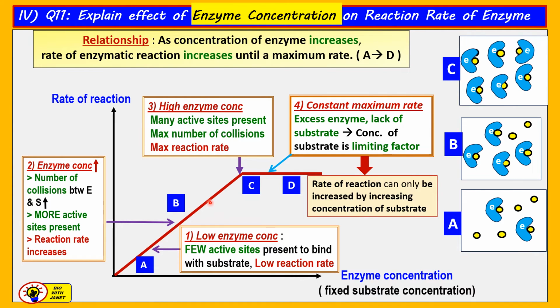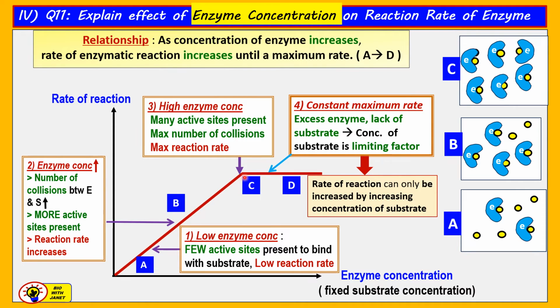But as we increase the enzyme concentration, the reaction rate increases. Why? Because now we have more enzymes, more enzymes and more active sites available. So the number of collisions between the enzyme and substrates also increases, and there are more active sites present to carry out the catalysis process. And this will increase the reaction rate, because more active sites are present.